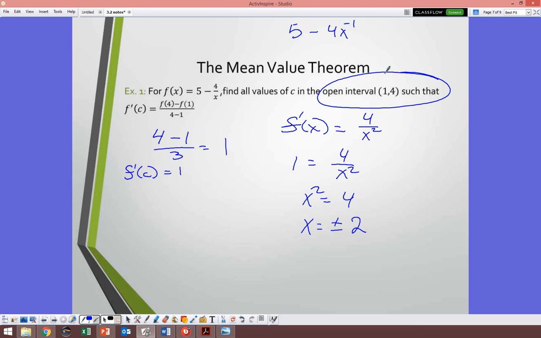Find all values of c in the open interval from 1 to 4. So now, one of those, negative 2, is outside of my interval. Yep, so it's just going to be x equals 2, or c equals 2. Whatever I want to do for that one. Does that make sense? Yeah. Yes? Two thumbs up from this guy.